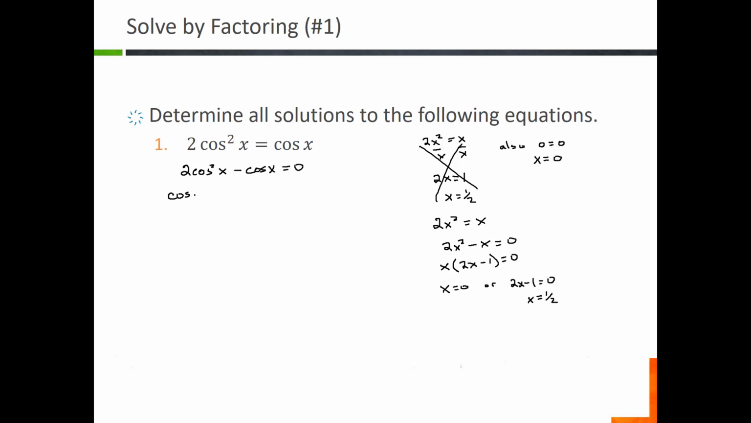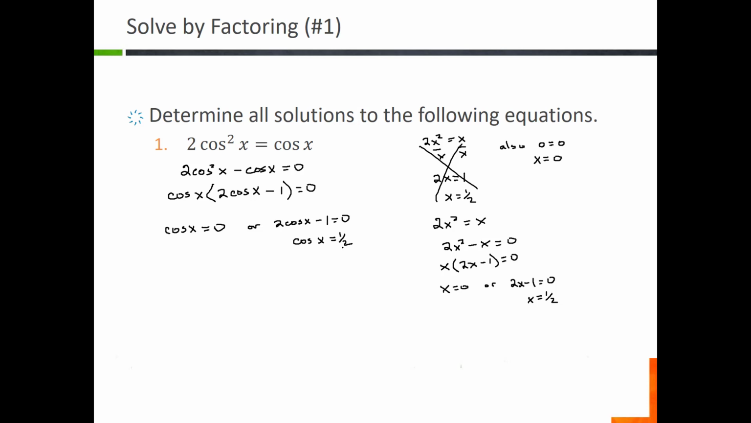We're going to pull out a cosine x. When we factor that out, we're going to be left with a 2 times the cosine x remaining, and then minus a 1. And again, all that's equal to 0. So two things multiply to give you a 0. That means one of them or both of them is 0. So cosine x is equal to 0, or 2 cosine x minus 1 equals 0, which is going to turn out to be cosine of x is equal to a half.